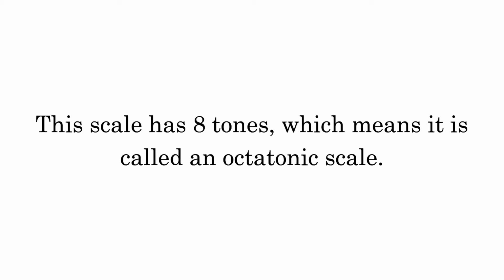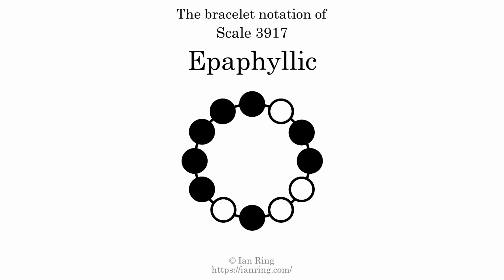This scale has 8 tones, which means it is called an octatonic scale. This is a bracelet notation diagram of scale 3917. The shaded circles represent tones that appear in the scale, and they are read clockwise, starting at the top.